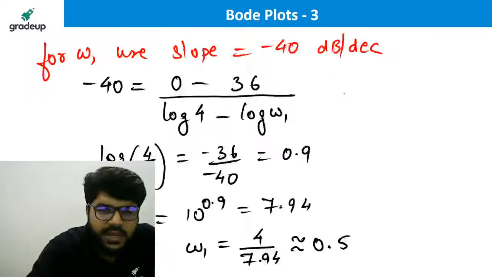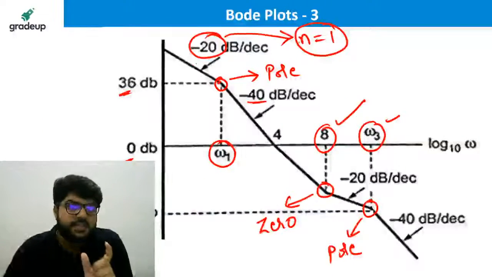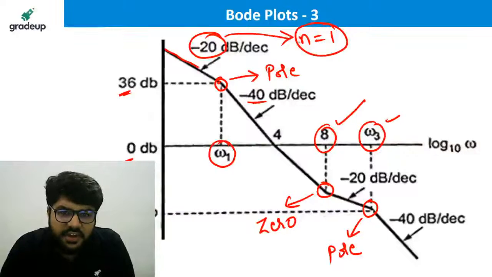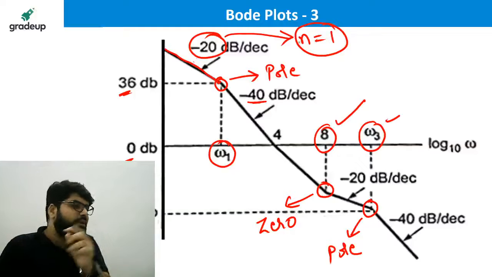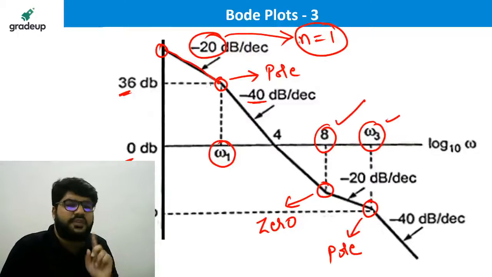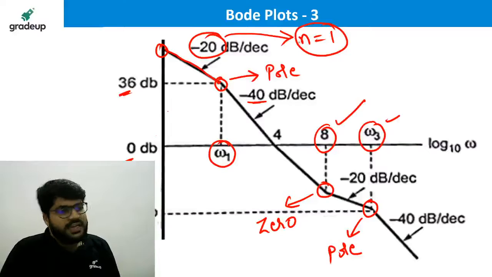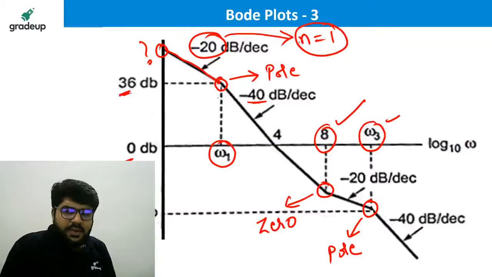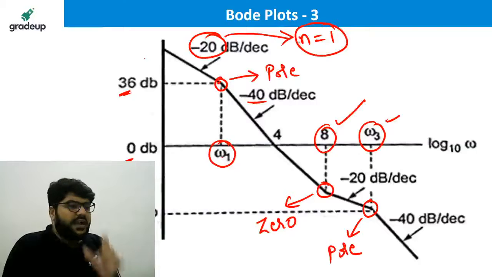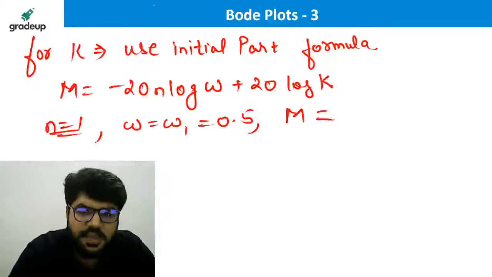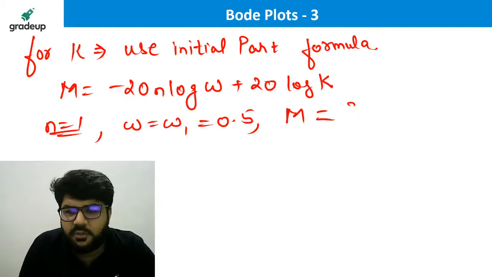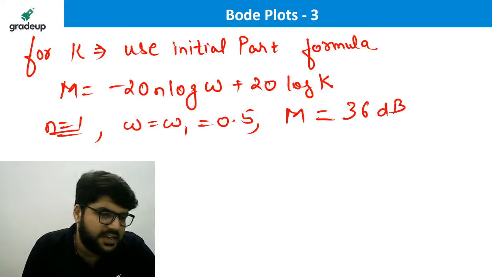What is the magnitude? Initial part means you can use any point from the starting frequency up to the first corner frequency. Not after that. Starting frequency magnitude is not given, but at omega 1 it is given as 36, and omega 1 is also obtained. So at omega equal to omega 1 equal to 0.5, magnitude is given in the graph as 36 dB.